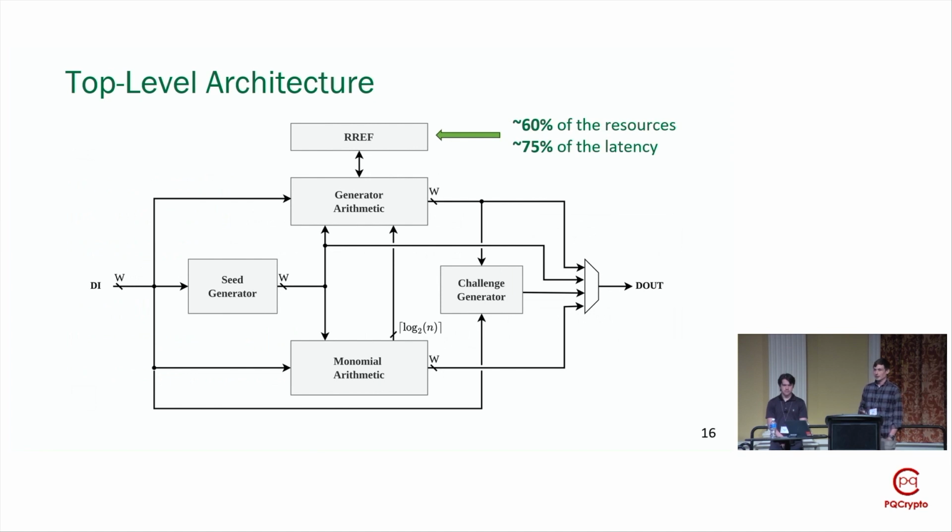The architecture can be roughly grouped into 5 sections of submodules that do operations on their respective objects, so those doing monomial operations, those doing generator operations. As you can see from that bold text and green arrow, the RREF operation consumes the vast majority of the resources and the latency. So we'll focus on that for the remainder of our talk, which will be covered by Robert.